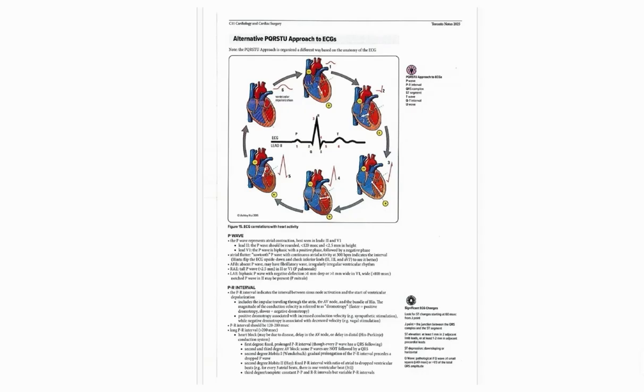Second degree Mobitz 1, or Wenckebach block, where the PR interval progressively lengthens until a beat is dropped. Second degree Mobitz 2, where the PR interval remains constant but intermittent QRS complexes are dropped. Third degree or complete heart block, where atrial and ventricular rhythms occur independently due to complete AV dissociation.